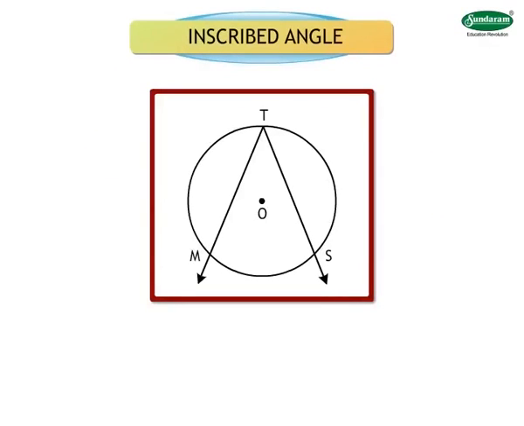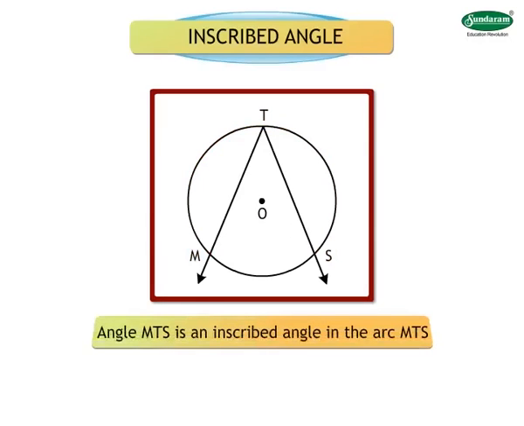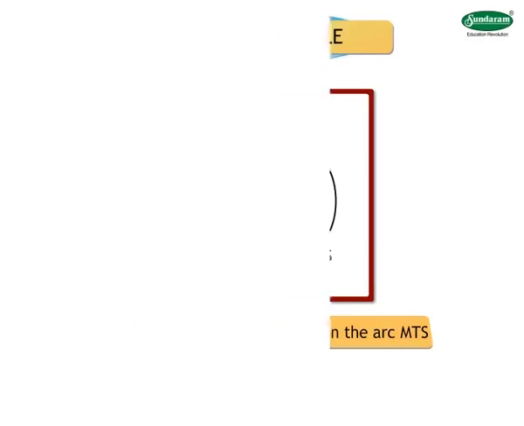Look at the figure. In this figure, O is the center of the circle. Point M and point S are the endpoints of arc MTS. Point M and point S are on the sides of an angle MTS. Vertex T of angle MTS is on the arc MTS. Therefore, we can say that angle MTS is an inscribed angle in the arc MTS. Let us solve a few sums.